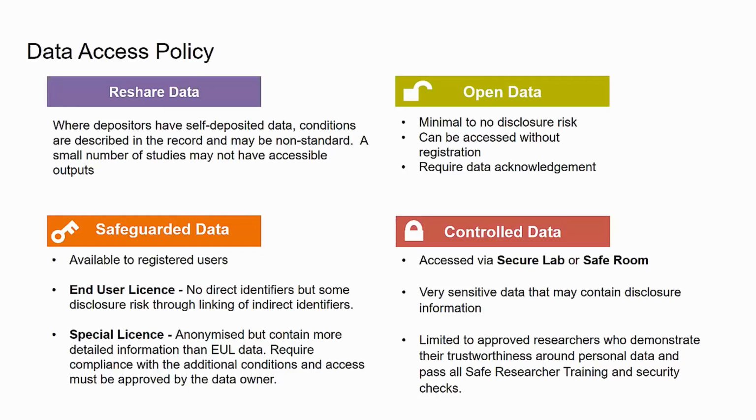Next, we have our safeguarded data. We have 2 different access levels as part of the safeguarded classification. The first of these is end-user license. These data contain no direct identifiers, but there is a small disclosure risk through linking the data. So the EUL data, as it's commonly referred to, is protected by the need to hold an account with us, but can be downloaded almost immediately from our online catalogue.